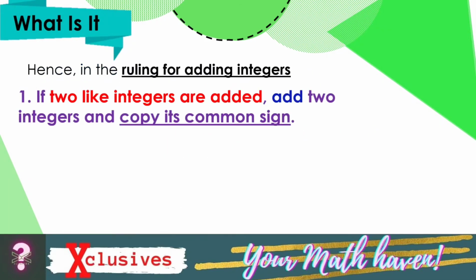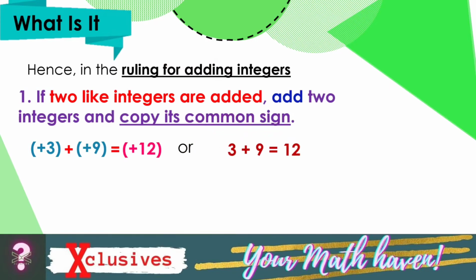Hints on the rules for adding integers. Rule number 1. If two like integers are added, add the two integers and copy the common sign. Let me give you an example. Positive 3 plus positive 9. As you can see, they have a common sign, which is positive. So we simply add them and copy the common sign. 3 plus 9 is 12, then copy the positive sign. So the answer is positive 12. Or simply 3 plus 9 equals 12.